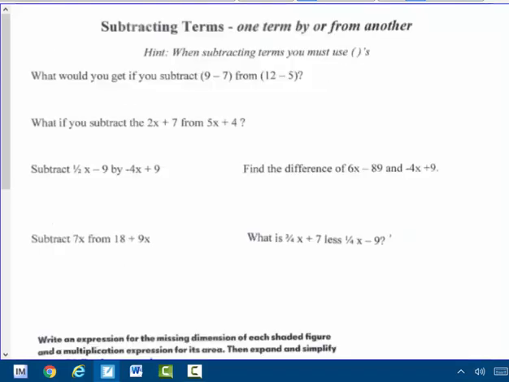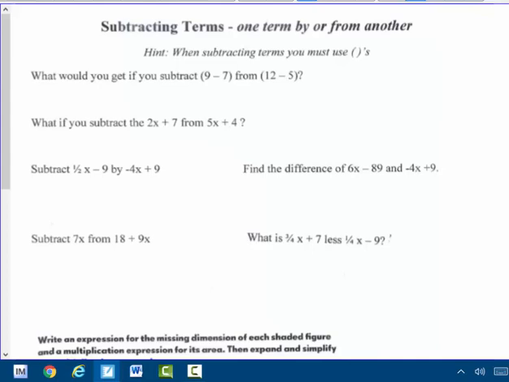Subtracting terms, one term by or from another. When subtracting terms, you must use parentheses because now our terms may be a binomial or a trinomial, could be just a monomial, but if we have more than one term, we have to distribute the subtraction or the negative to the entire term. So you got to be careful because remember, subtraction is not commutative, so we really have to pay attention also to the English here.